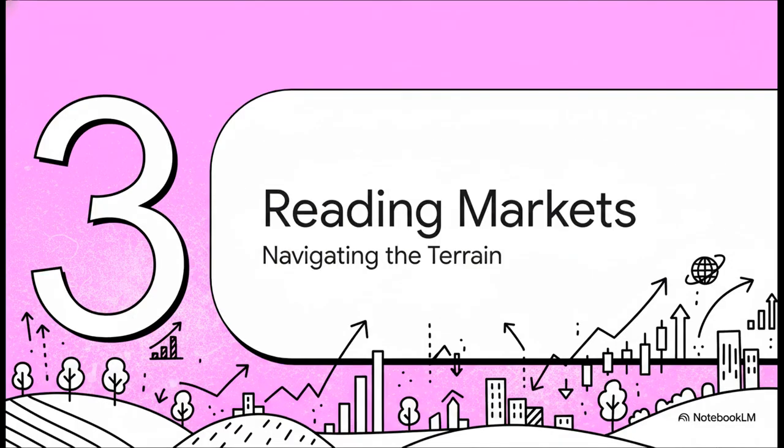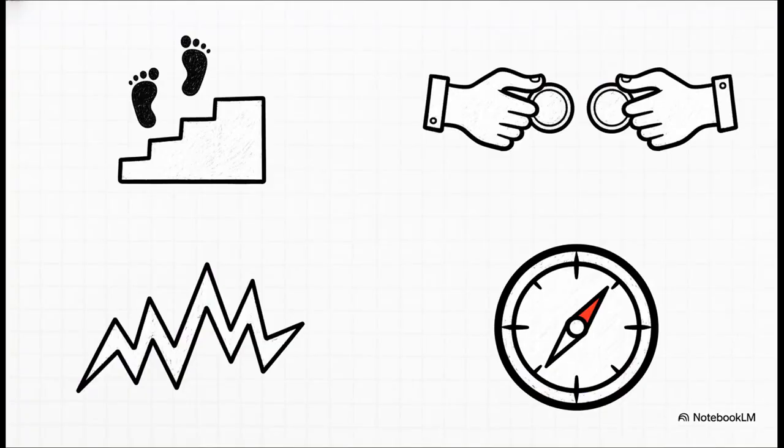Section 3. Reading market movements. Navigating the terrain. All right, let's step into the actual market environment. First up, a pip. This is the absolute smallest tiny step in price, like moving from 1.1000 to 1.1001. Then there's the spread. That's the small gap between the buy and sell prices. It's basically the broker's fee, so smaller spreads are always better for you.